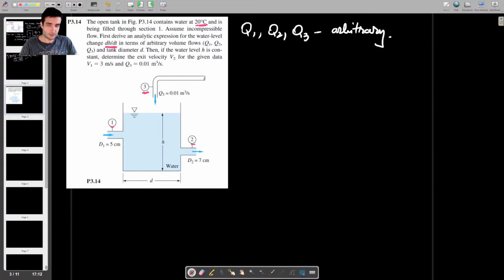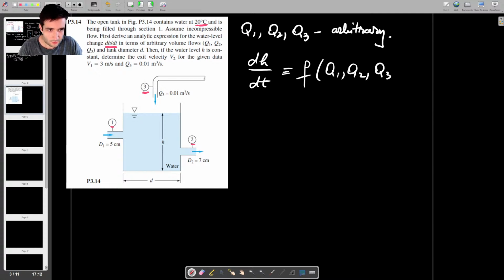So what we want is dH by dt as a function of those volumetric flow rates, Q1, Q2, Q3. So we want to see how this dH by dt depends on the 3 volumetric flow rates that interact with the system in some way. And we also have to base this on things like the diameters of the pipes and the diameter of the tank as well, and I think that's pretty much it, really.